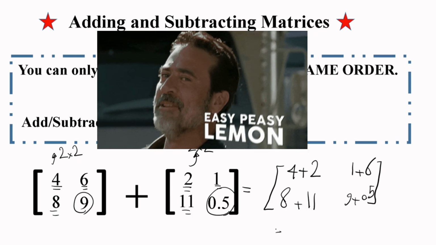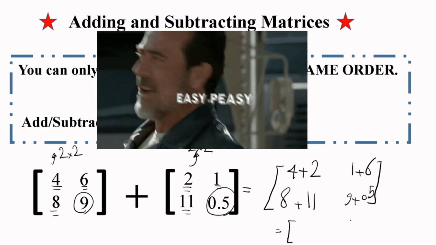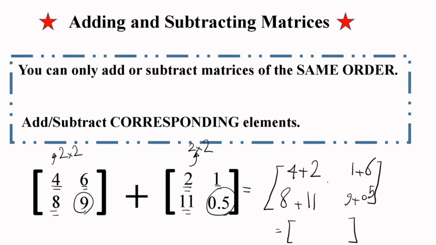If I simplify that, I'm going to write it here. 4 plus 2 is going to be 6. 1 plus 6 is going to be 7. It's going to be 19. And finally, it's going to be 9 point half. Really easy.